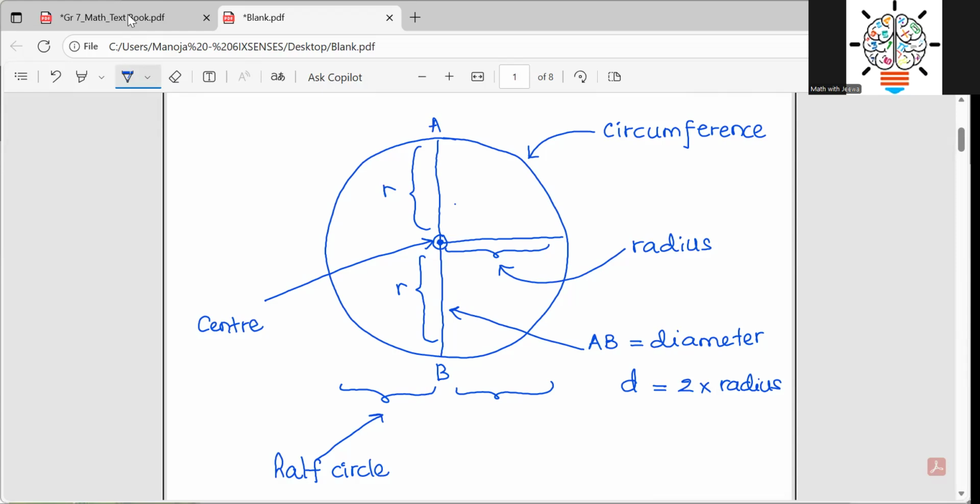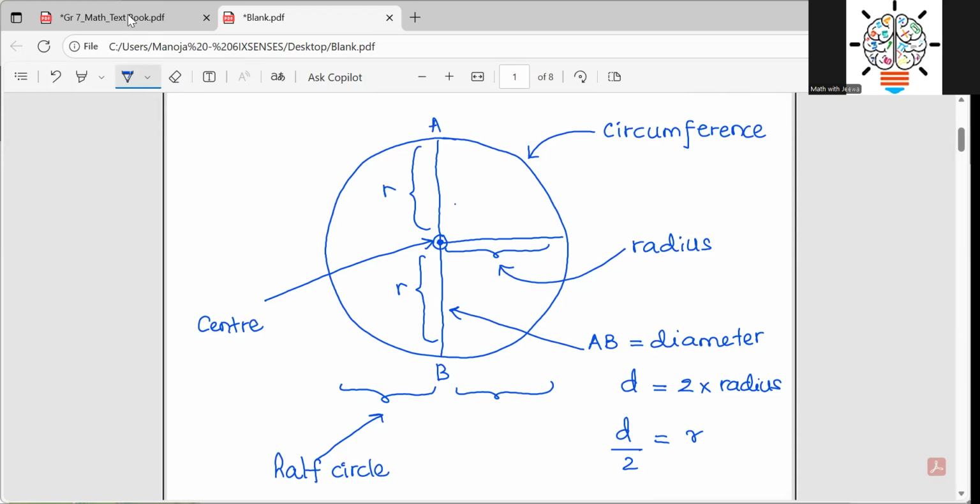Let's say in the question they have given you the diameter value and you want to find the radius. How are you going to find the radius? You divide the diameter by 2. This is how it works.